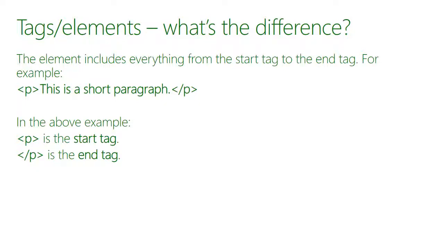Okay, so what's the difference then between a tag and an element? So the element includes everything from the start tag to the end tag. Okay, so you've got an example there of a paragraph. So everything from the opening P tag to the closing P tag, including the text in it, is known as the element.